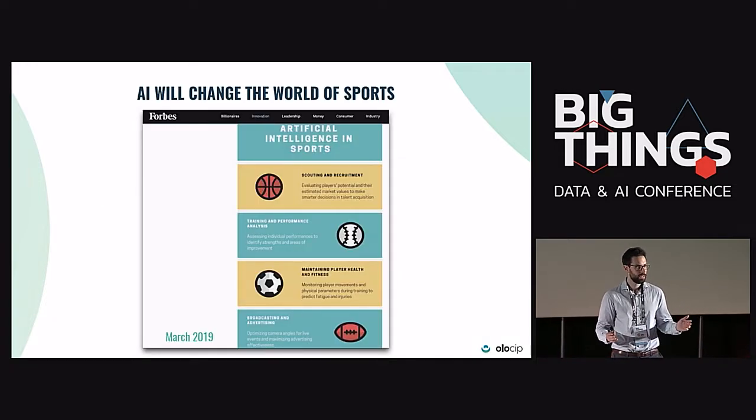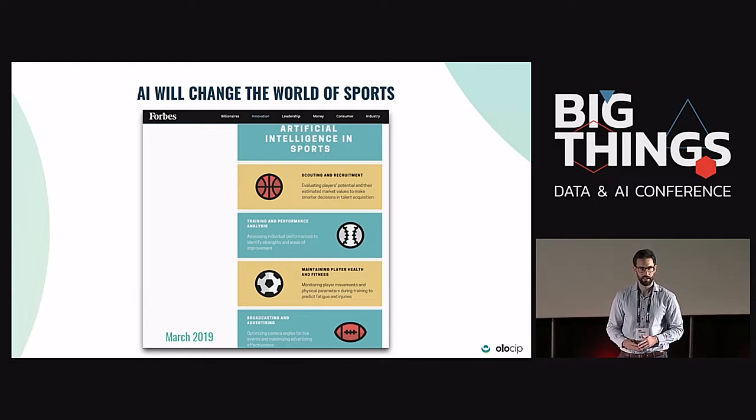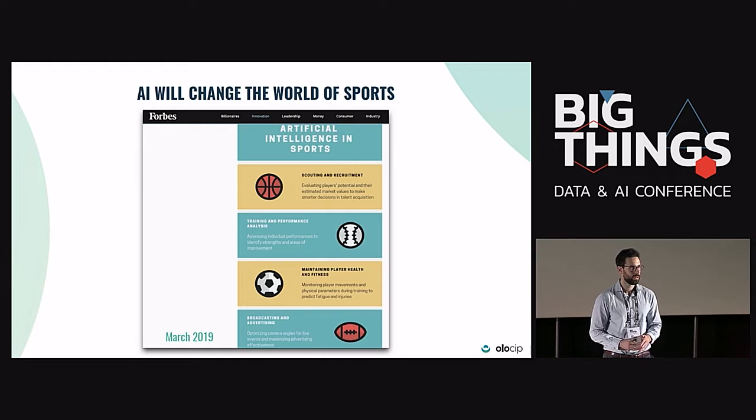So nowadays, it is generally recognized that artificial intelligence will make a great impact in the field of sports. For example, this article from Forbes identified some of the fields where it is more interesting to apply artificial intelligence. So some of them are scouting, player and team performance analysis, and players' health.